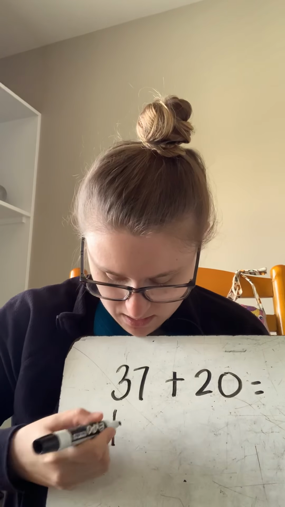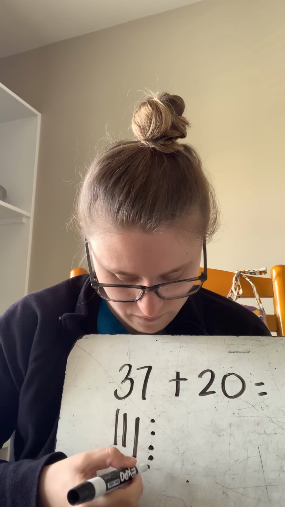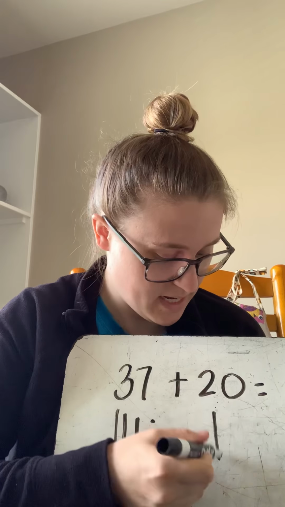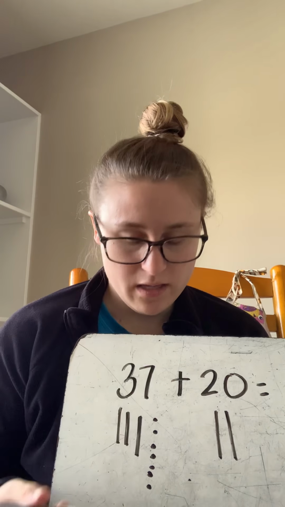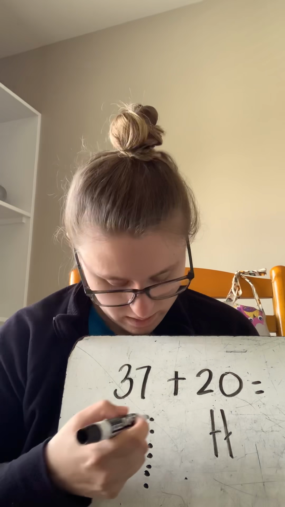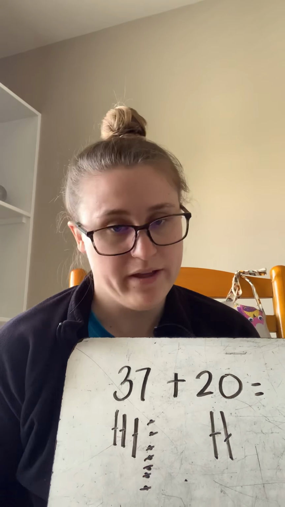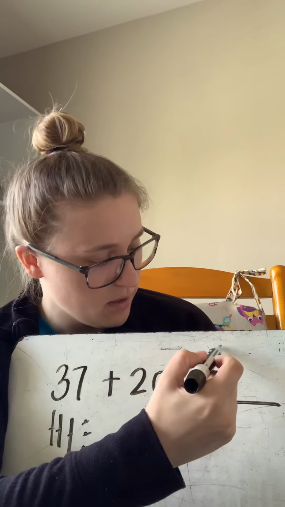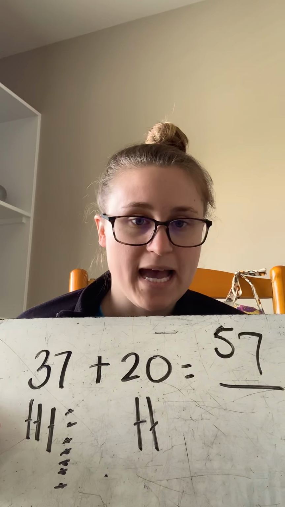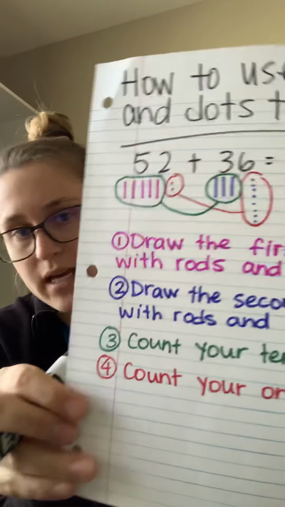So I can go 10, 20, 30, 31, 32, 33, 34, 35, 36, 37. And then 20, 10, 20. Okay, I need to count my tens, 10, 20, 30, 40, 50, then count my ones, 51, 52, 53, 54, 55, 56, 57. So I know that my answer is 57. Okay? So that's adding with rods and dots. And here is that anchor chart one more time.